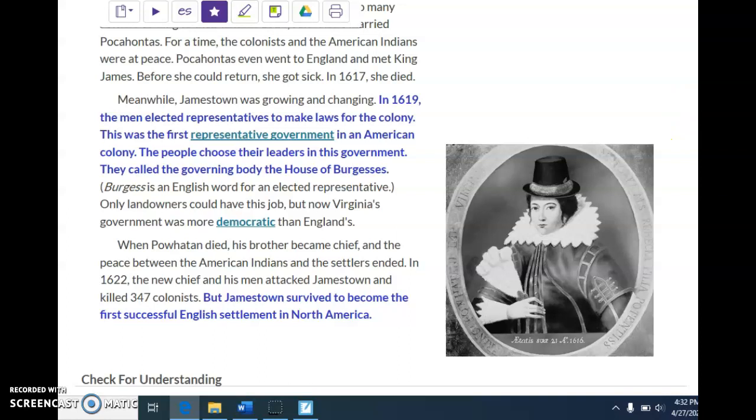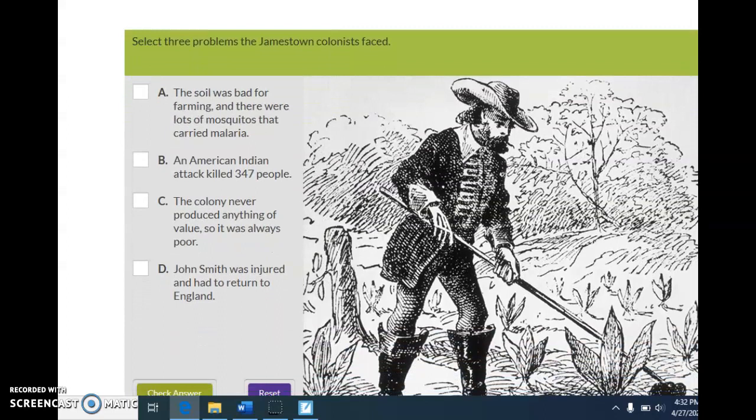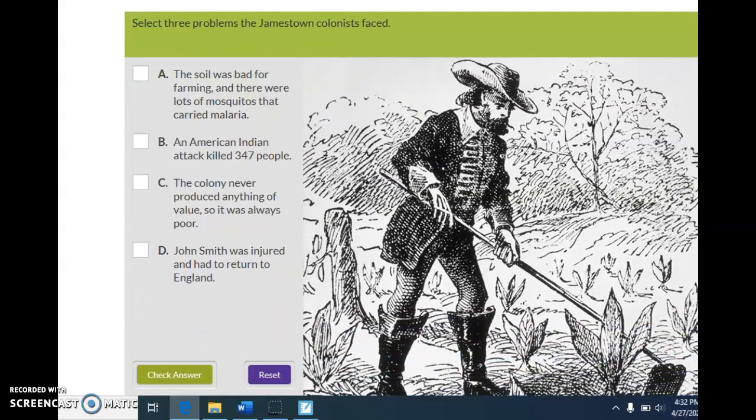All right, let's do a quick check for understanding. Select 3 problems that Jamestown colonists faced. Did they face that the soil was bad for farming and there were lots of mosquitoes that carried malaria? Yep, they did, because that land was all marshy, so the place where they chose to have their colony wasn't a very good one.